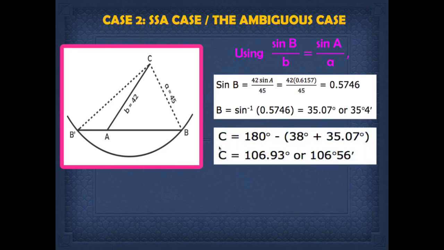To solve for angle C, that will be 180 degrees minus 38 degrees, this is angle A, plus 35.07 degrees, which is angle B. Therefore, angle C will be equal to 106.93 degrees or 106 degrees and 56 minutes.